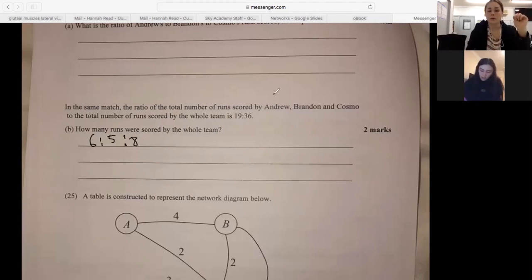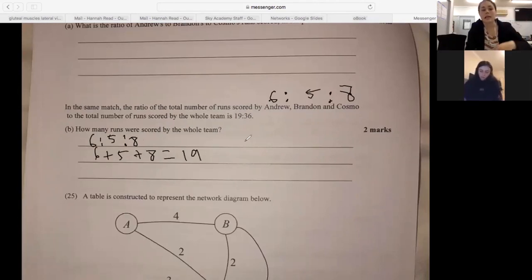So that was what we got for Andrew, Brandon, and Cosmo, yeah? And if you add them all together, 6 plus 5 plus 8, it equals 19. So what it's saying is that the total number of scores run by the whole team was 36, and out of the 36, Andrew, Brandon, and Cosmo scored 19 of them. Does that make sense? Yeah. So how many runs were scored by the whole team?